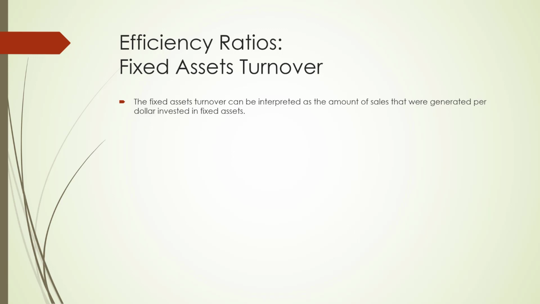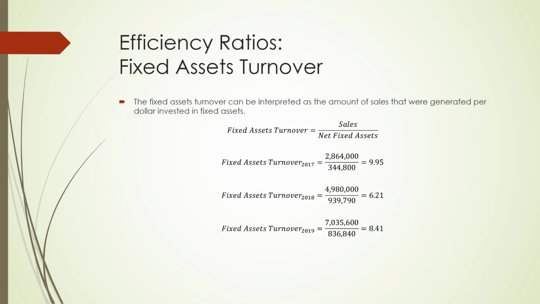Fixed asset turnover ratio is simply the amount of sales per dollar invested in fixed assets. So notice the last few ratios we looked at were basically comparing sales to current assets. Here we're comparing sales to fixed assets. And so this is simply sales divided by net fixed assets. And you notice that this was 9.95 in 2017. It dropped a lot in 2018 because remember the firm bought a lot of fixed assets in 2018. And then in 2019, it's expected to get better again.